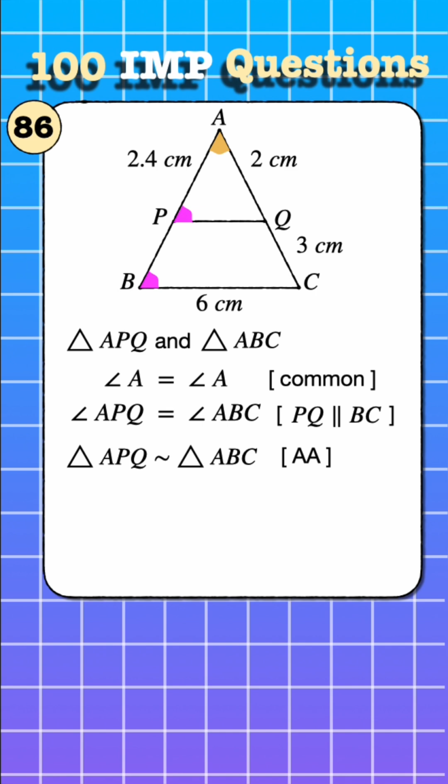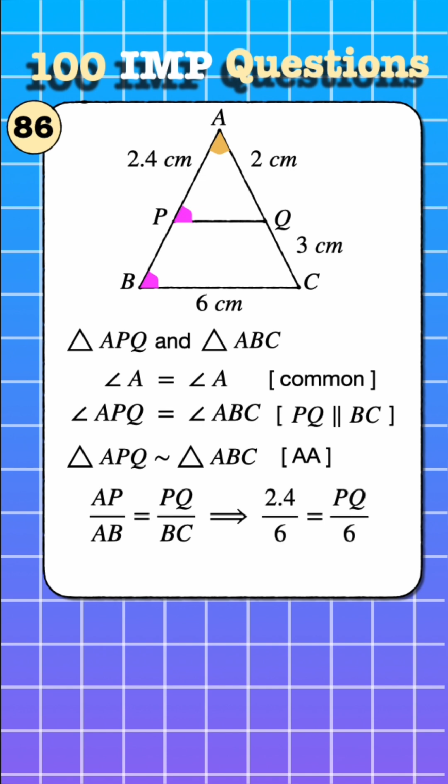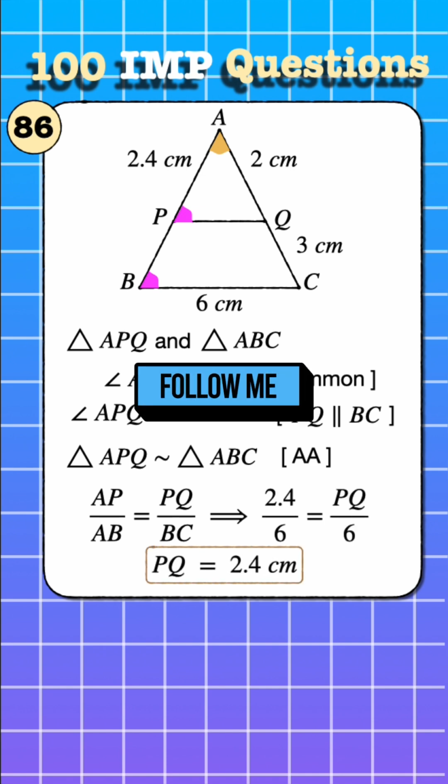तो अगर similar है, we can take the ratio of corresponding sides. AP upon AB is equal to PQ upon BC. Put the values. AP 2.4, AB 6, BC 6. So if you cross multiply, you will get PQ is equal to 2.4 cm. That's it.